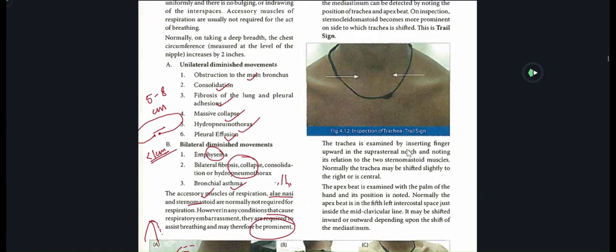Trachea is examined by inserting a finger upward in the suprasternal notch and noting its relation to the sternocleidomastoid muscle. Normally, the trachea may be shifted slightly to the right or is central. So this is the normal position which has to be seen.